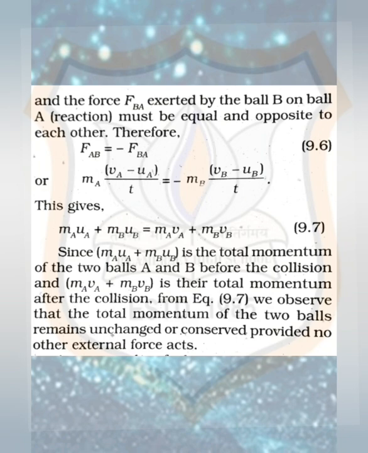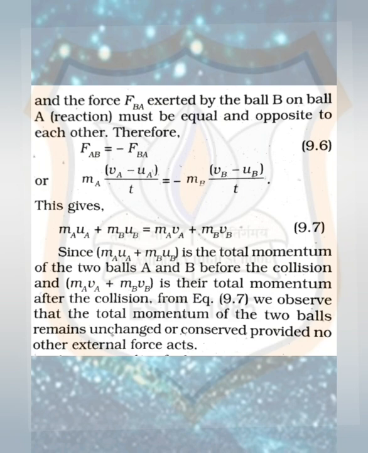We can put the values of FAB and FBA, knowing that F is equal to mass into acceleration. So for ball A, it would be MA into (VA minus UA) upon T, equal to minus MB into (VB minus UB) divided by T. On solving this, MAUA plus MBUB equals MAVA plus MBVB. This is the common relationship between both the balls.